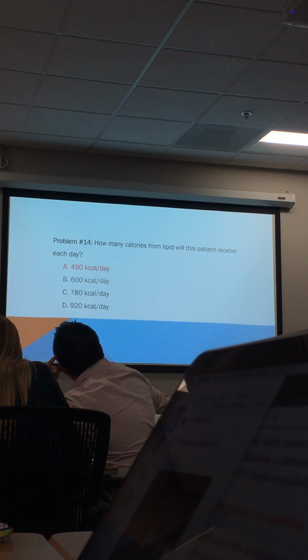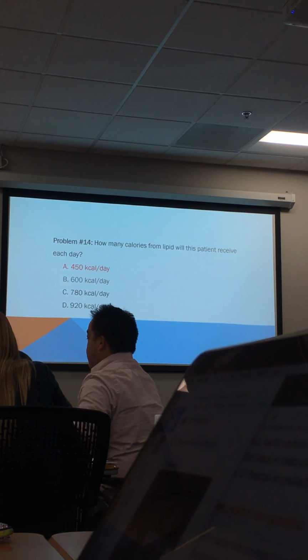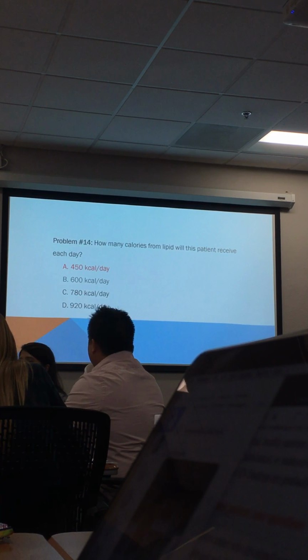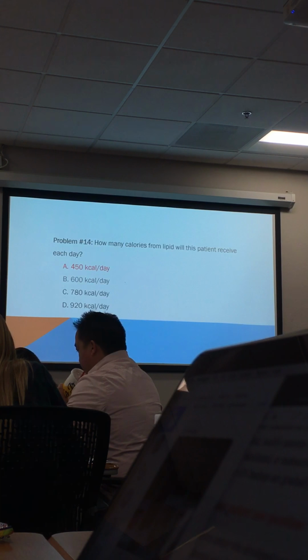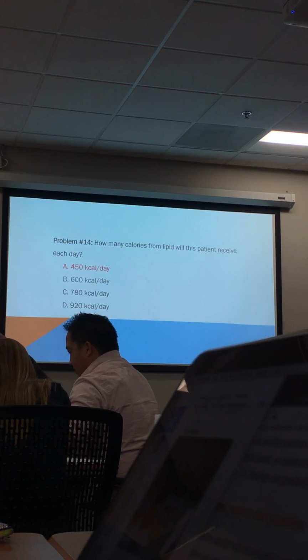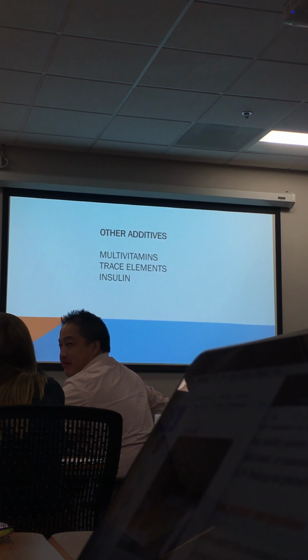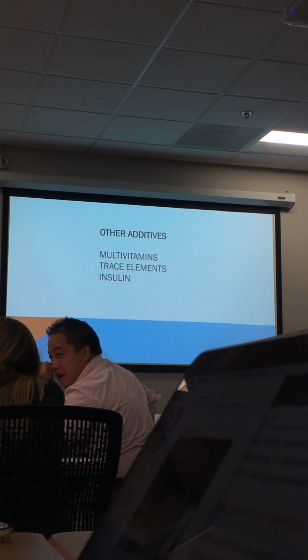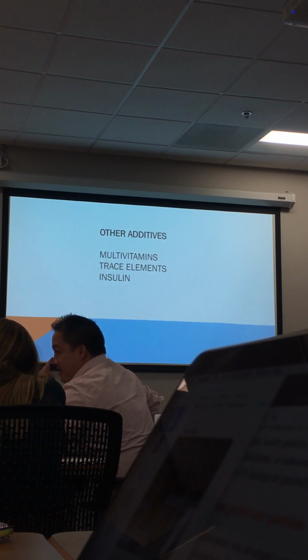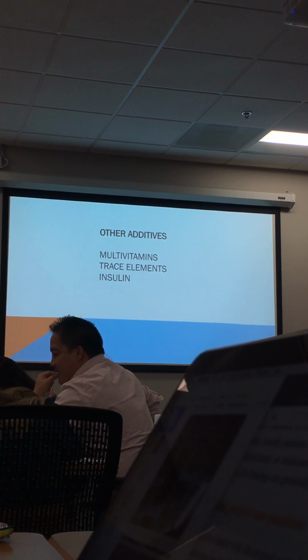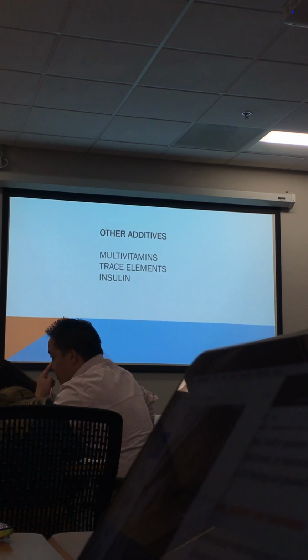Okay. So the last 3 questions are from one case. I already have the calculation in the notes. So when you get the slides, you can read that. Other things you need to add to your PN for patients are the multivitamin, trace elements, and insulin. On the lab day, you will do the process of ordering. You ask the pharmacist to order a PN formula to initiate a patient's TPN. You will be very familiar with those things.